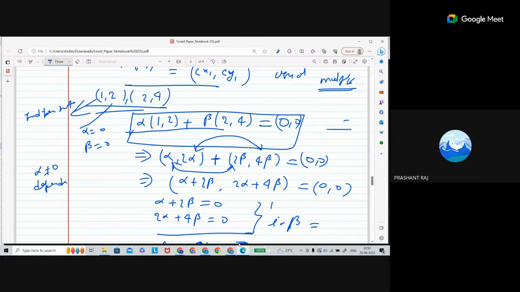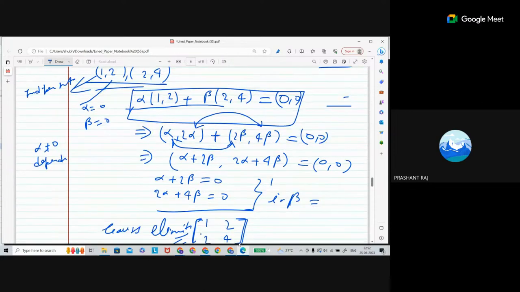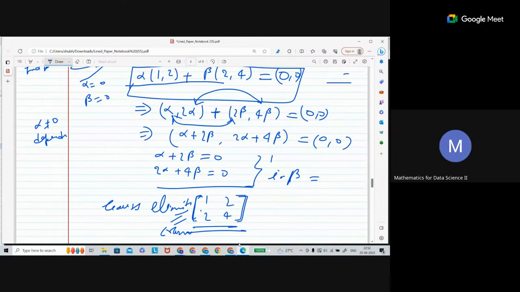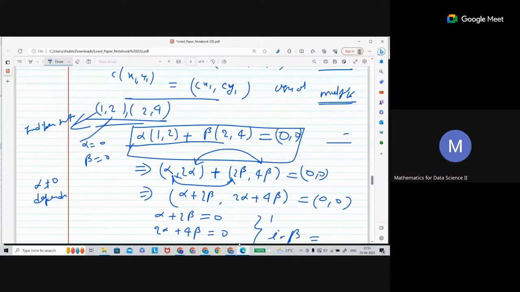Sir, why is this important? What does this tell about the vectors? Once you study week 4 and the basis, you will see the importance of independent and dependent. I just said if alpha is equal to 0 and beta is equal to 0, then these two vectors are independent. If any one is non-zero, then these two vectors are dependent.